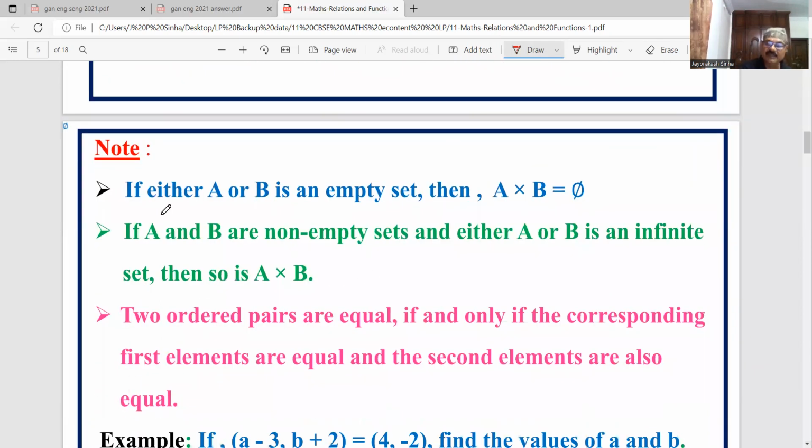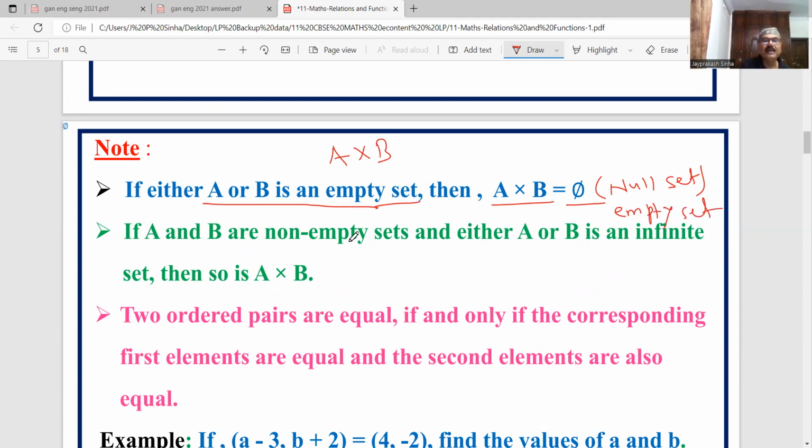If we are taking the Cartesian product of two sets A and B, if either A or B is an empty set, then what will happen? A cross B will be an empty set. That is also called null set. If either of the two, A or B, is an empty set, then the Cartesian product A cross B will be an empty set or null set.